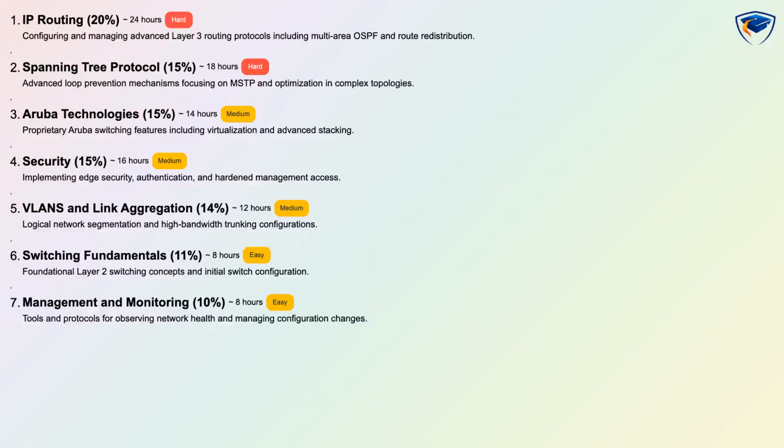This exam covers 8 domains with clear weightings: IP routing 20%, spanning tree protocol 15%, Aruba technologies 15%, security 15%, VLANs and link aggregation 14%, switching fundamentals 11%, and management and monitoring 10%. I will summarize each domain, its focus, difficulty, and the key skills you must master for scenario and hands-on assessments.